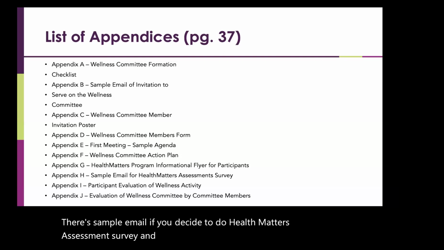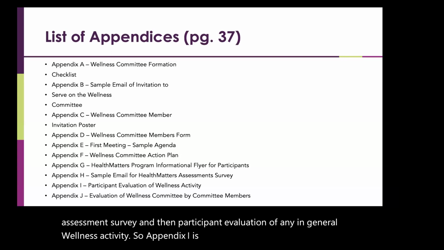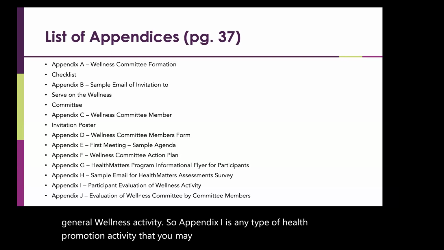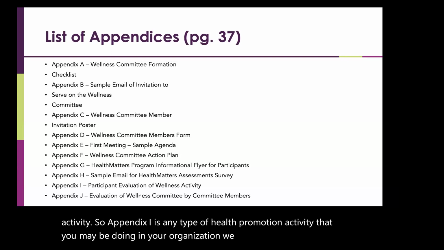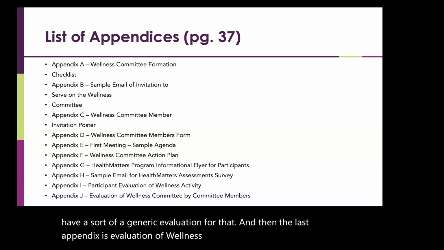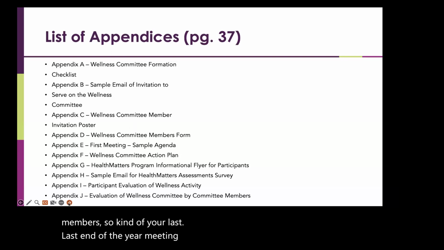And then participant evaluation of any general wellness activities. So Appendix I is any type of health promotion activity that you may be doing in your organization. We have a generic evaluation for that. And then the last appendix is evaluation of the wellness committee by committee members, so kind of your last end of the year meeting evaluation.